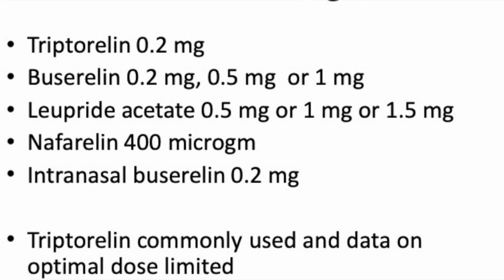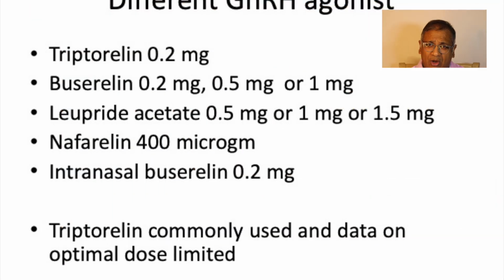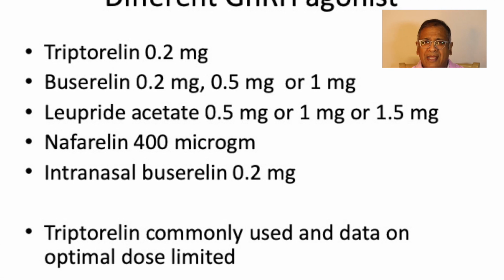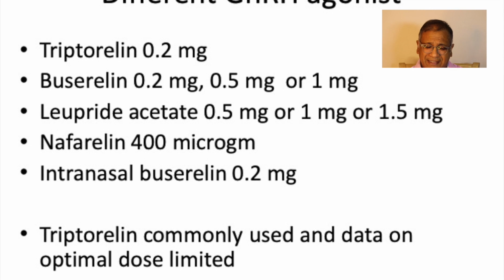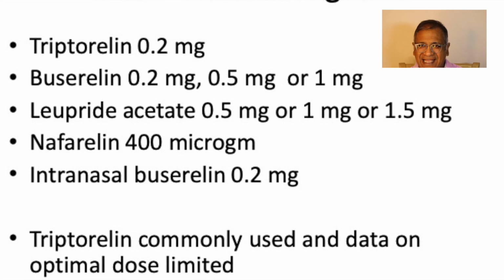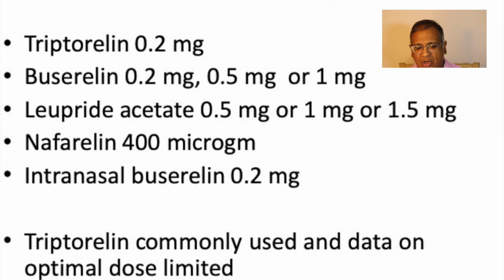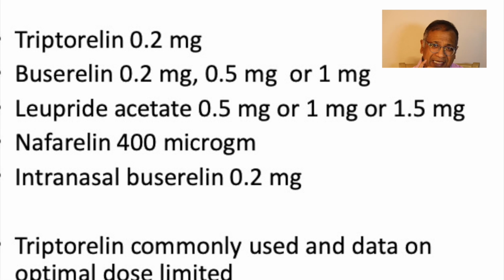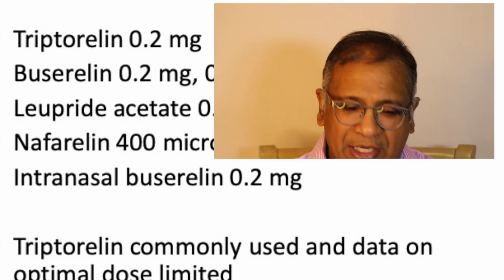It also induces luteolysis of the corpus luteum, and thus it tends to have a much shorter luteal phase. So which are the agonists that we use? It's important to realize that in every country they'll use a different agonist. So you've got triptorelin, which is used at 0.2 milligram, buserelin, which is used in the United Kingdom at 0.2, 0.5 or 1 milligram, leuprolide acetate, which is used at 0.5 milligram, 1 milligram or 1.5 milligram, nafarelin, which is used at 400 microgram, which is the nasal spray, and intranasal buserelin, which is 0.2 milligram. Across the world, triptorelin seems to be commonly used, and mainly I think that is in Europe.